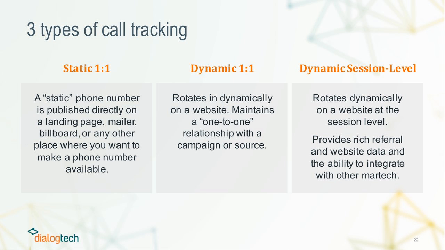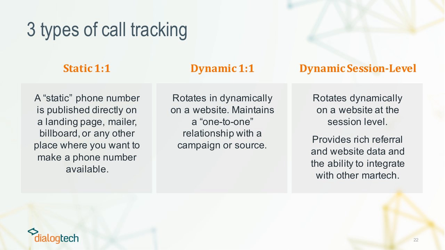So when we talk about static phone numbers, it really means they're not rotating on a website, right? That doesn't mean you can't use that phone number on a website, but it's not rotating as somebody lands on your website. So a static one-to-one phone number, we say one-to-one because there's a one-to-one relationship between that phone number and what you're tracking. That might be a campaign, it might be a billboard, it might be more granular than that, but really the relationship is one-to-one between that phone number and the source.